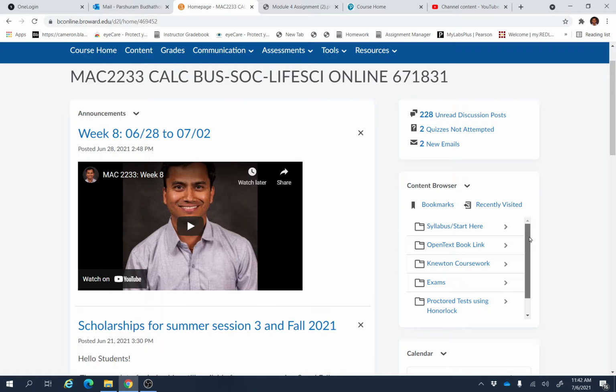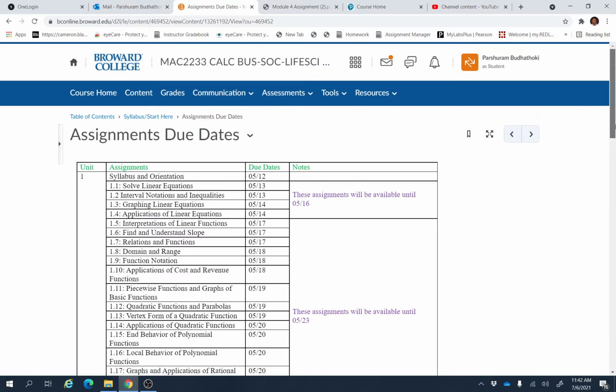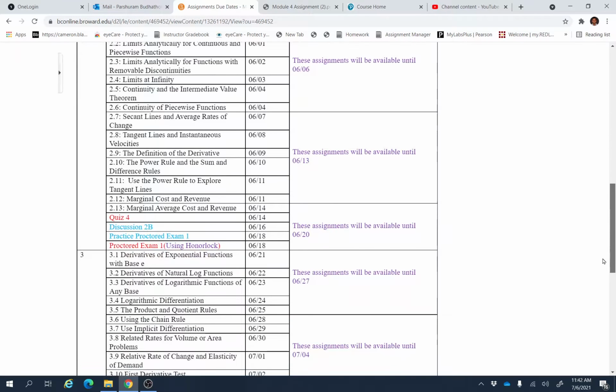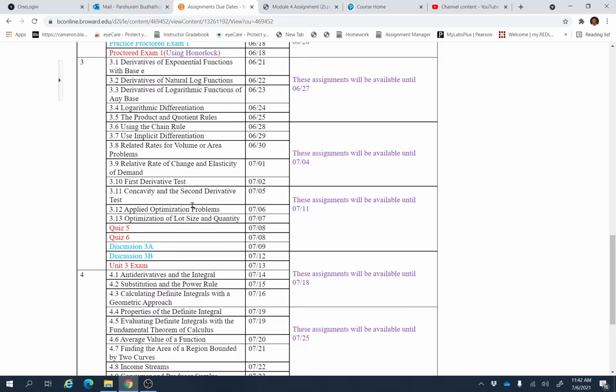So let's go and check the assignments you need to finish this week. Go to Assignment due dates, then go down here, module 3. As you can see, this is the week. You need to finish homework 3.11, 3.12, 3.13. And there are two quizzes, quiz 5 and quiz 6. And you also have to post discussion 3A and 3B.